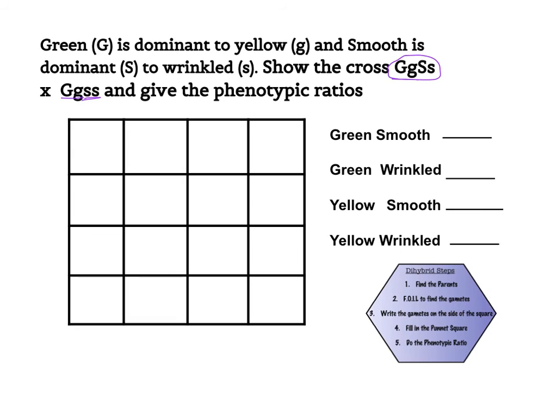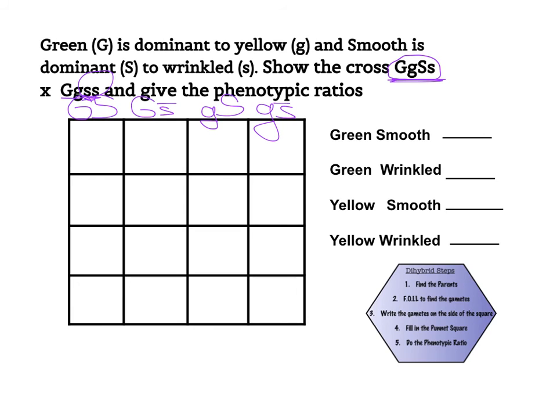Can I do the 9:3:1 ratio? No, because this guy right here is homozygous recessive for that trait. Okay, again, pause the video, work through it, and see if you do it correctly. I will work through it as well. Okay, so I'm going to figure out this guy's gametes first. Big G, big S, big G, little s, little g, big S, little g, little s.